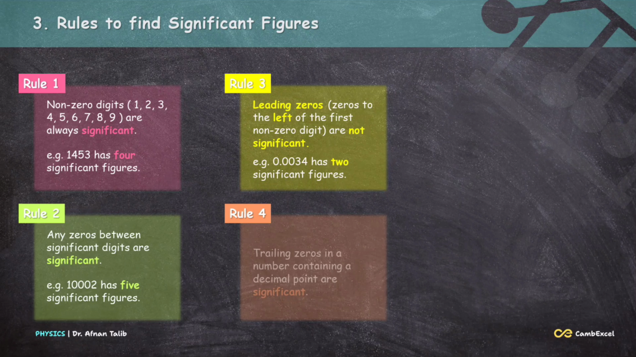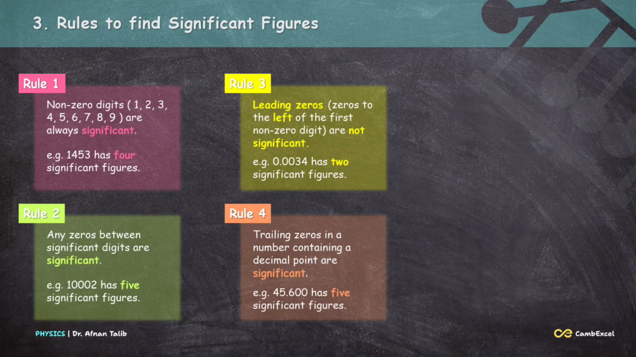Rule number 4. According to these rules, the trailing zeros, so what are the trailing zeros? They are the zeros which are to the right of the first non-zero digits, and they will be considered as significant if the number has a decimal point. For example, we have a number 45.600. Since this number has a decimal point and has trailing zeros, all the digits will be considered significant. So this number has 5 significant figures.